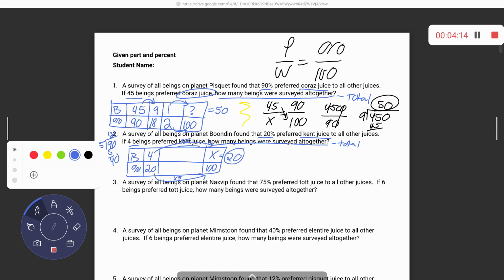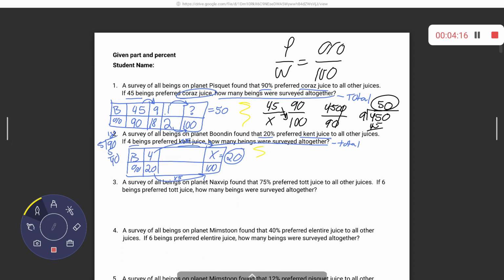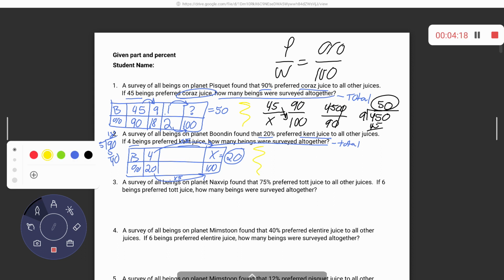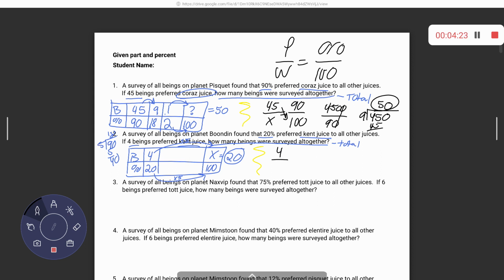Now, if you want to do the other method, your part is 4. Your whole, you don't know. Your percentage is 20, and your 100%. So you can do 4 times 100, which is 400, and then divide by 20. You cross off the 0. So now all you have to do is divide 2 into 40, which is 20.